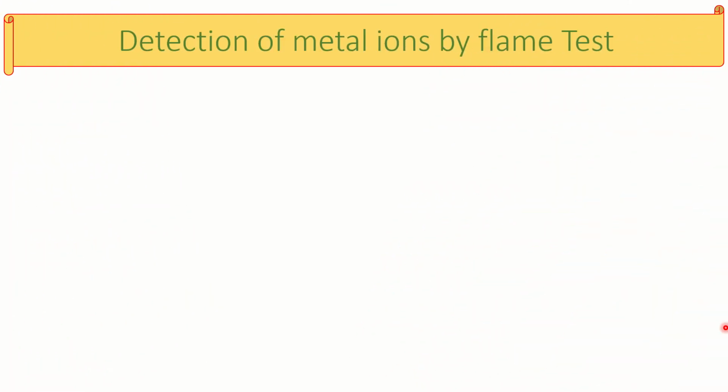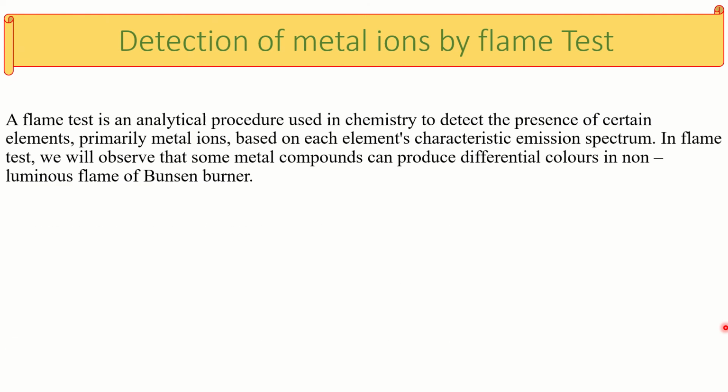So here, detection of metal ions by flame test. A flame test is an analytical procedure used in chemistry to detect the presence of certain elements, primarily metal ions, based on each element's characteristic emission spectrum. In the flame test, we will observe that some metal compounds can produce different colors in the non-luminous flame of a Bunsen burner.